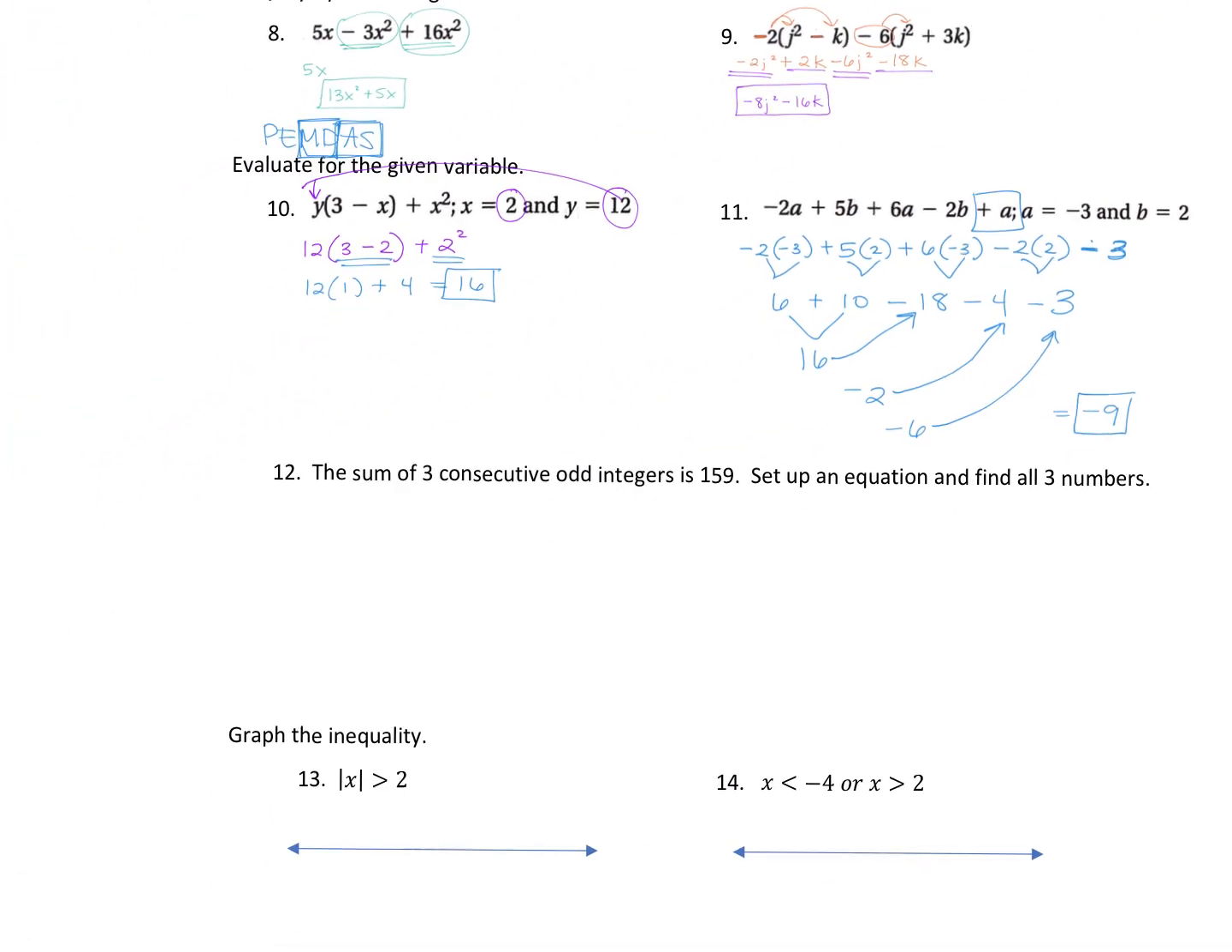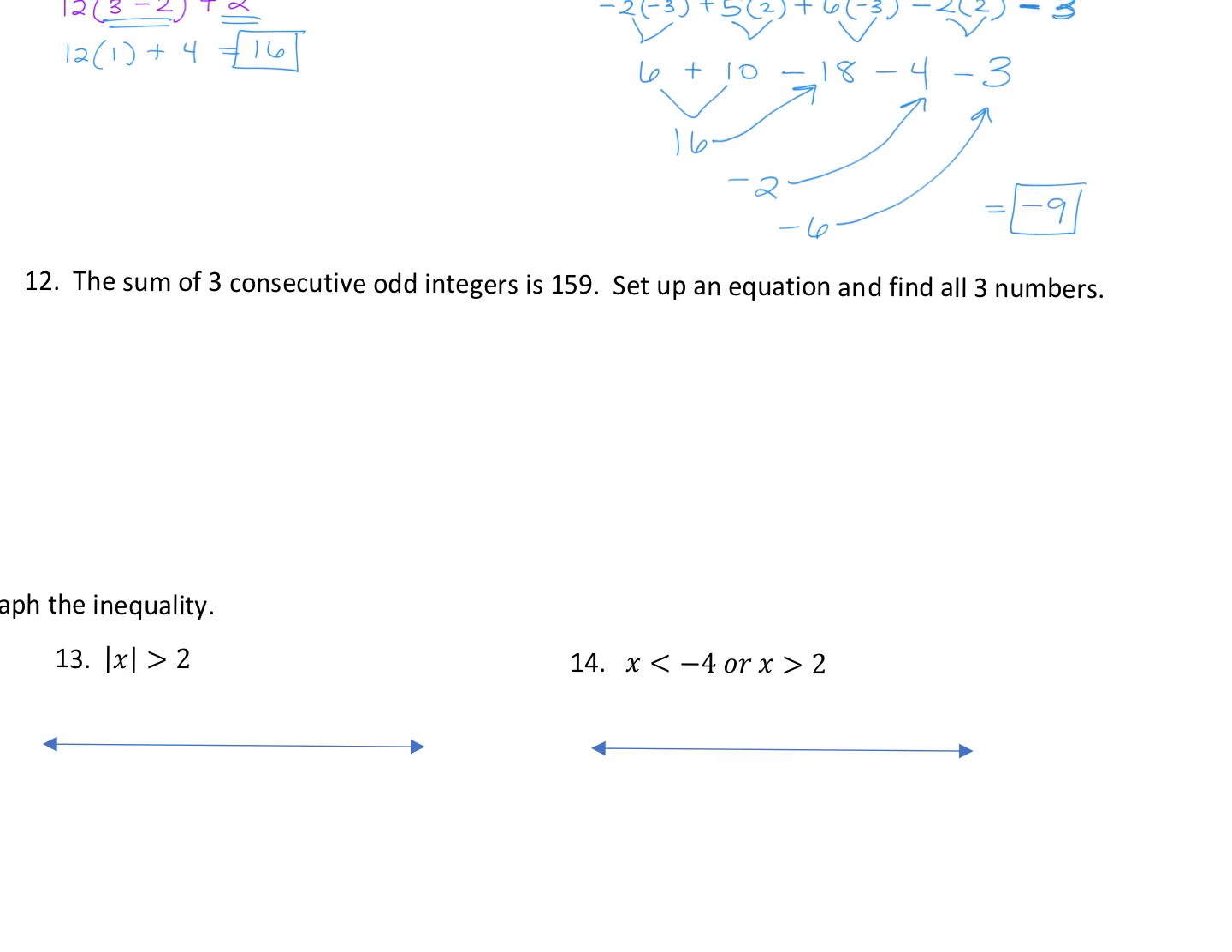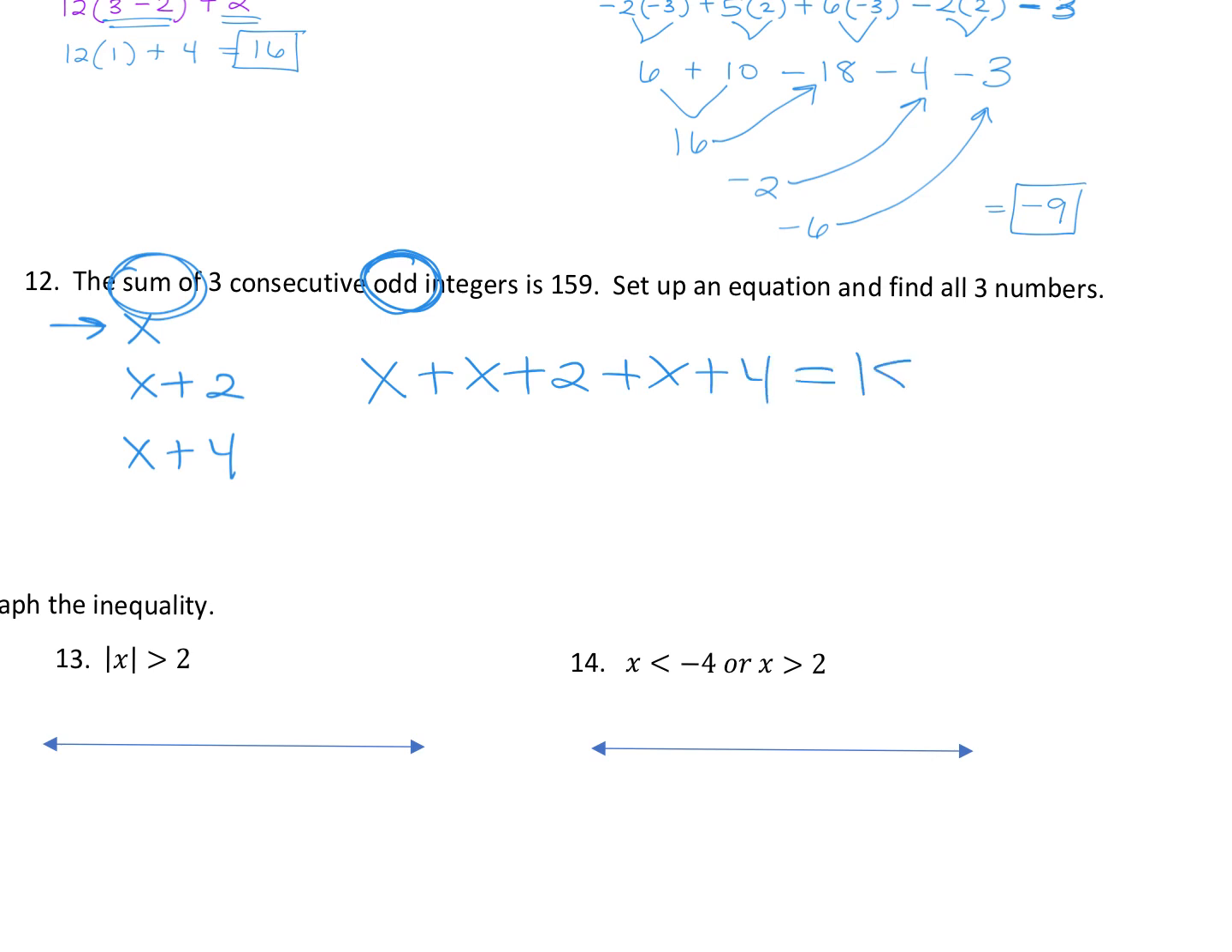All right. Number 12. The sum of 3 consecutive odd integers is 159. What's integer number 1? X. What's integer number 2? X plus 2, because they said odd integers, right? So if this is the number 15, the next odd is 2 more than that at 17. What's the third one? X plus 4. So the sum of those 3 numbers, X plus X plus 2 plus X plus 4, should equal 159. And then we just do the math.